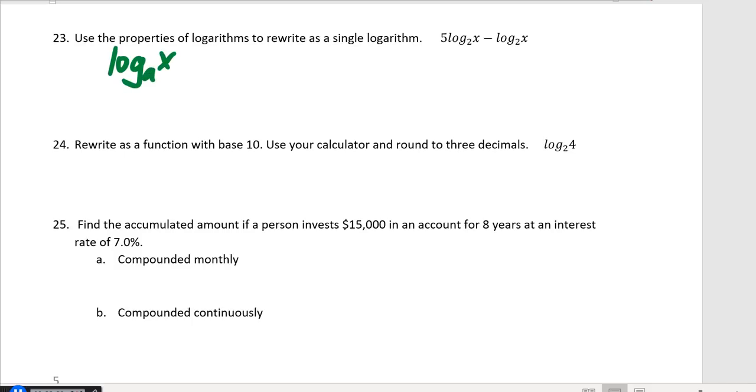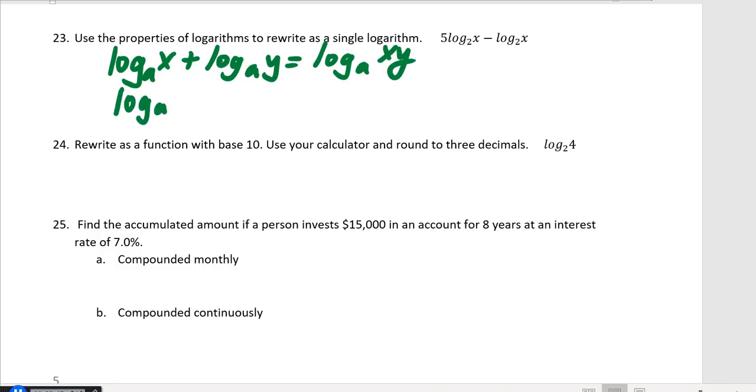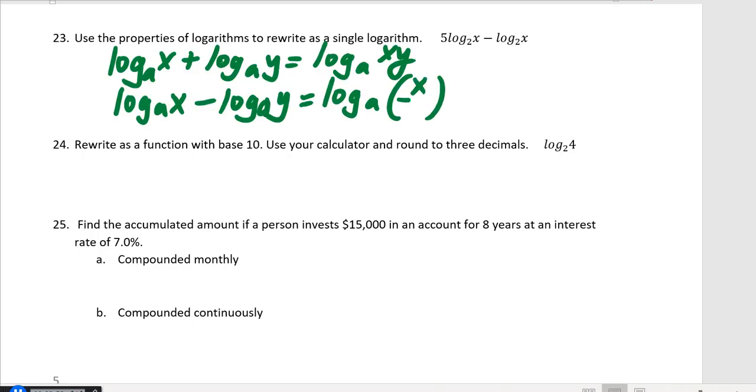log base a of x plus log base a of y, you can rewrite that as log base a of x times y. Okay? And the quotient law tells you that if you have log base a of x minus log base a of y, you can say log base a of x divided by y.